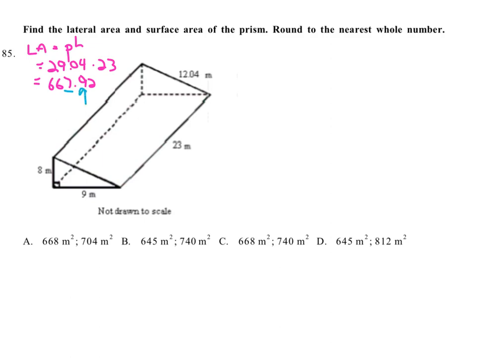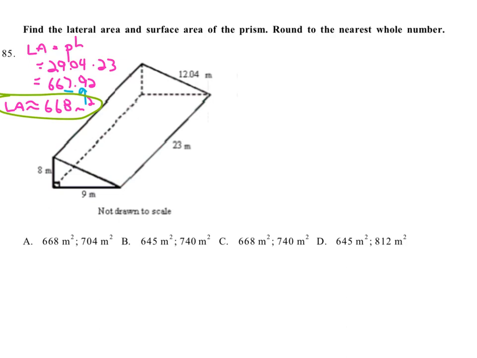We look here, is this 5 or higher? Yes, it's a 9. That bumps the 7 up to an 8, and so the lateral area is approximately equal to 668. What's the units? Meters, so meters squared. That's the lateral area, 668 meters squared.